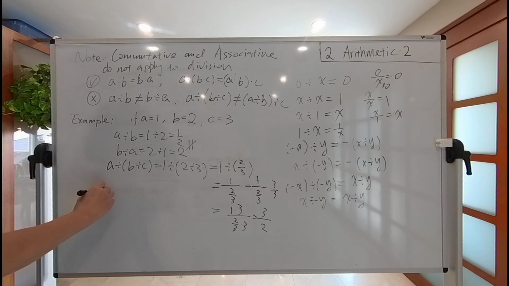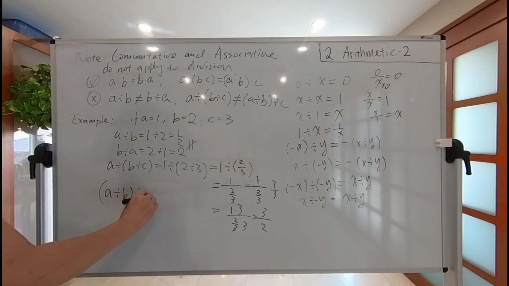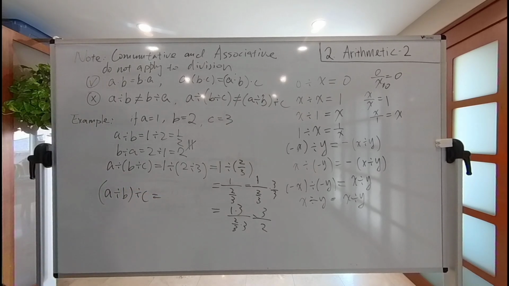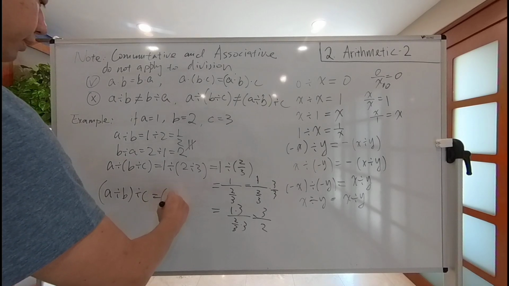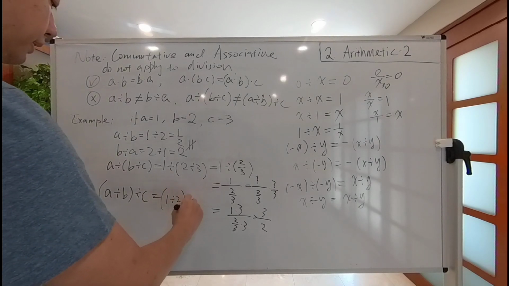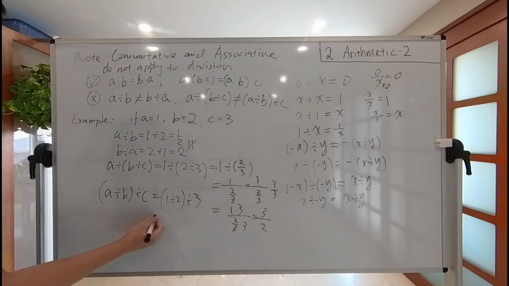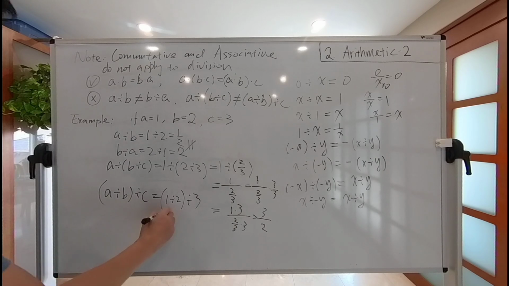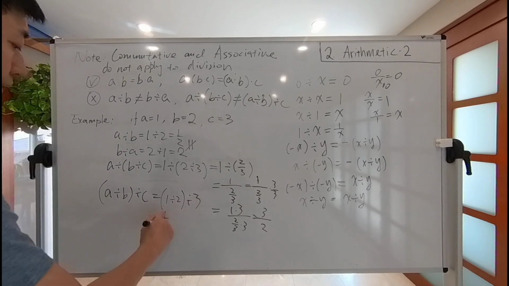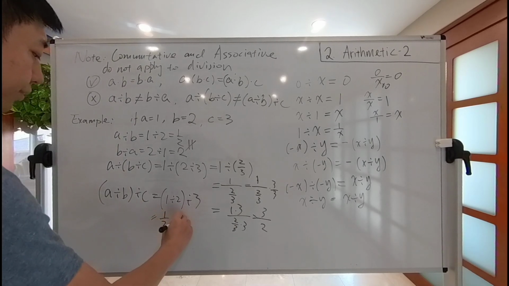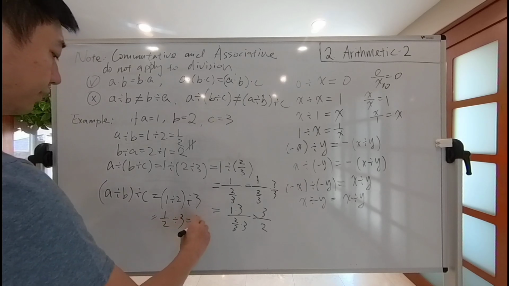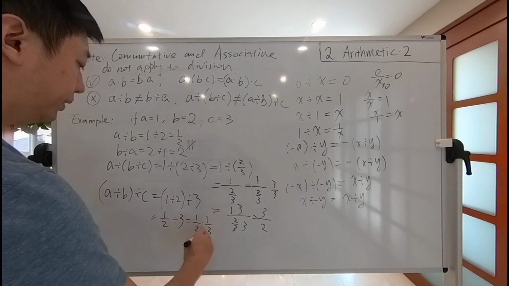Okay, so now let's check the right hand side of associative. Now a divided by b is 1 divided by 2, then c divided by 3. So first of all, inside the brackets, it's 1 over 2, then divided by 3. So it's 1 over 2 times 1 over 3.